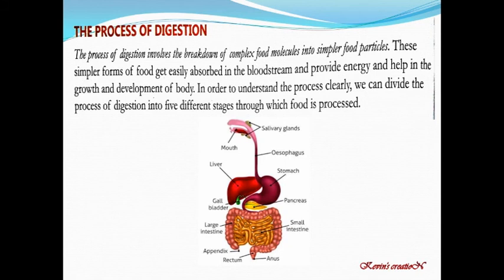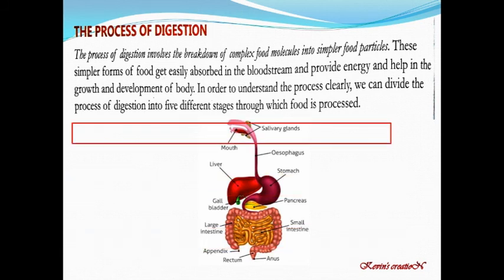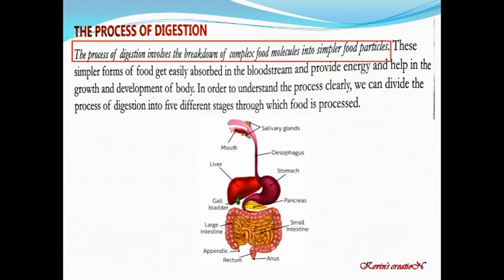All of us have studied about digestion, how it takes place. Once again we are going to do it. For you, it is very important to know the definition of digestion. The process of digestion involves the breakdown of complex food molecules into simpler food molecules. So digestion is all about converting complex food into a simpler form, which can be absorbed by the blood.